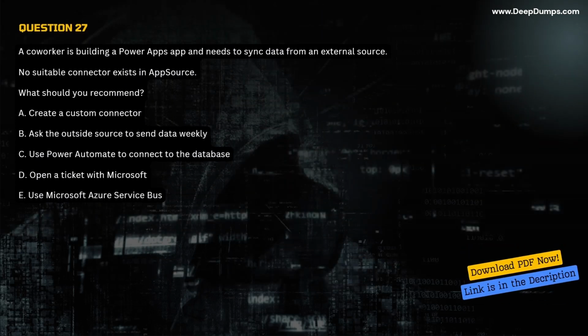Question 27. A coworker is building a Power Apps app and needs to sync data from an external source. No suitable connector exists in App Source. What should you recommend? A. Create a custom connector. B. Ask the outside source to send data weekly. C. Use Power Automate to connect to the database. D. Open a ticket with Microsoft. E. Use Microsoft Azure Service Bus. Correct answer A. Create a custom connector.